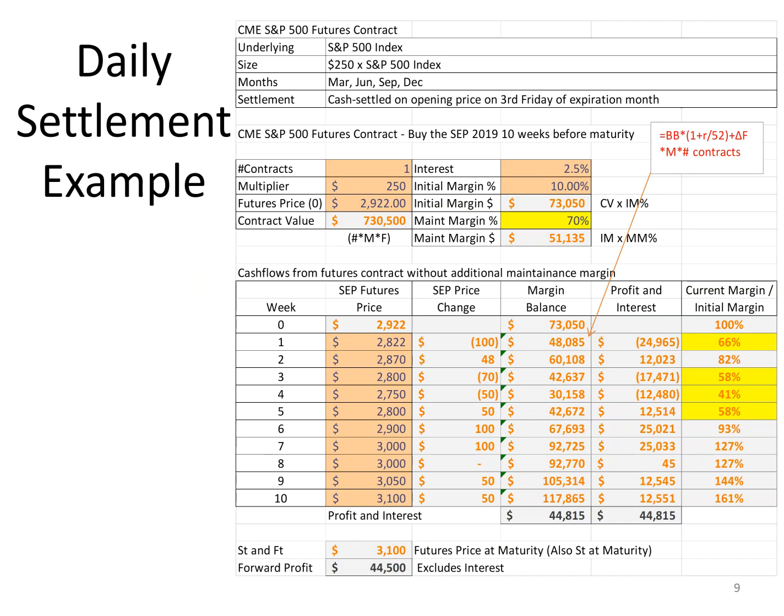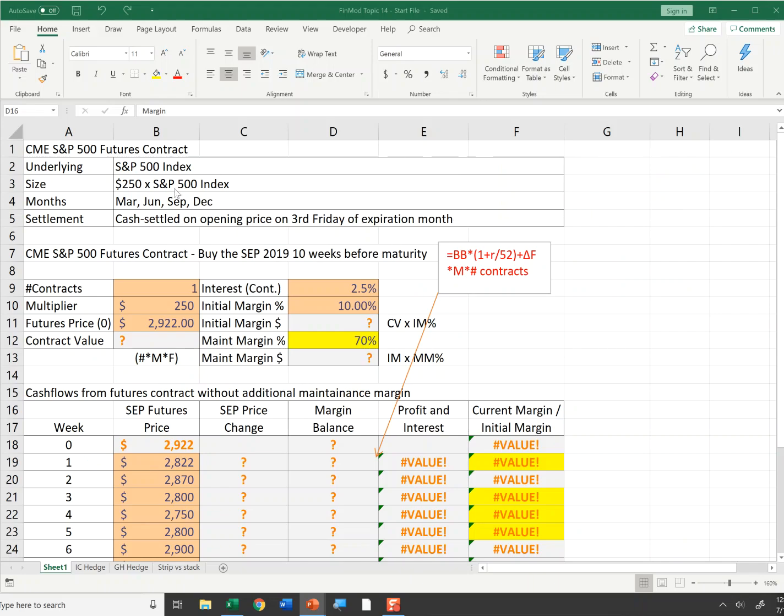So here's an example. We go to Excel. Again, we're looking at the S&P 500 futures contract. The size of the contract is 250 times the S&P 500 index with delivery months of March, June, Sep, and Dec. And it's cash settled based on the opening price of the third Friday of the expiration month. So let's pretend we took a position in one contract, and let's say we're going to be long. We're going to be the buyer.